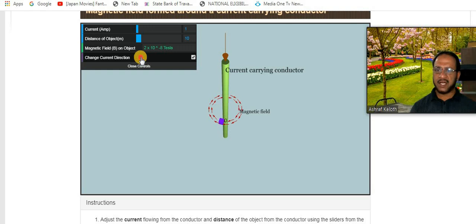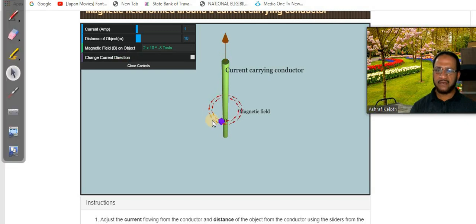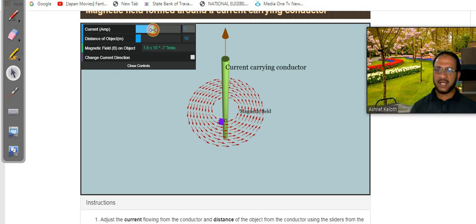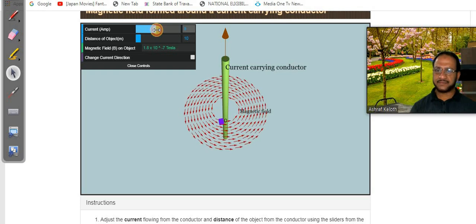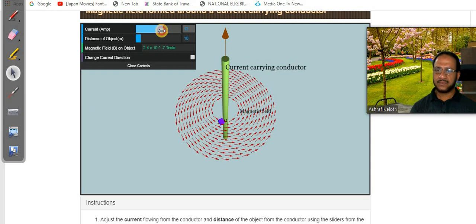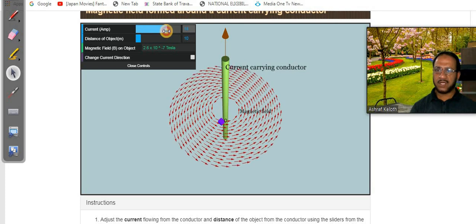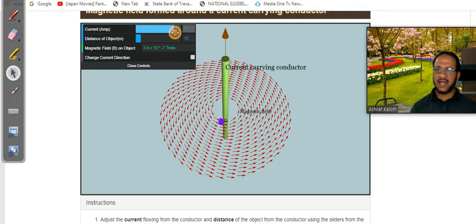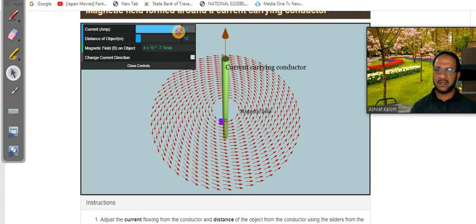Now one more observation you can see here. Again I am changing the current direction to the upward direction. Now the current is in the upward direction, and the magnetic field is just opposite. Now I will increase the amount of current, the amperes, passing through this green copper wire. When I increase the current, what is the difference? Field lines are increasing.